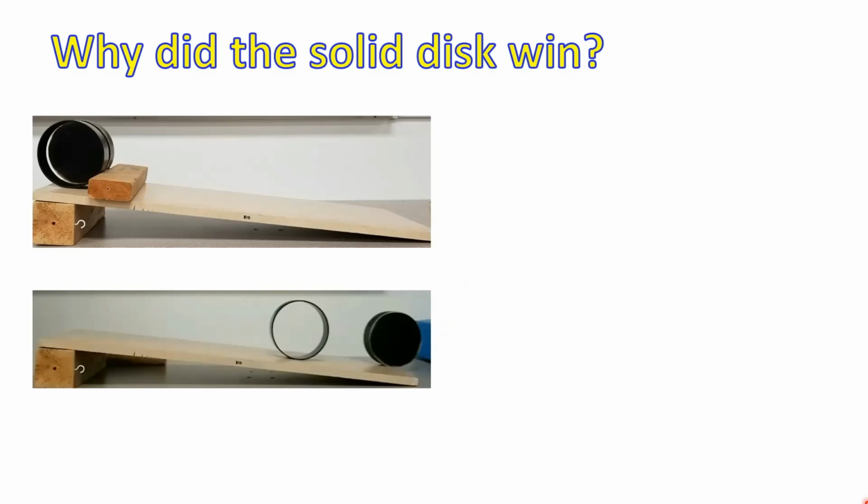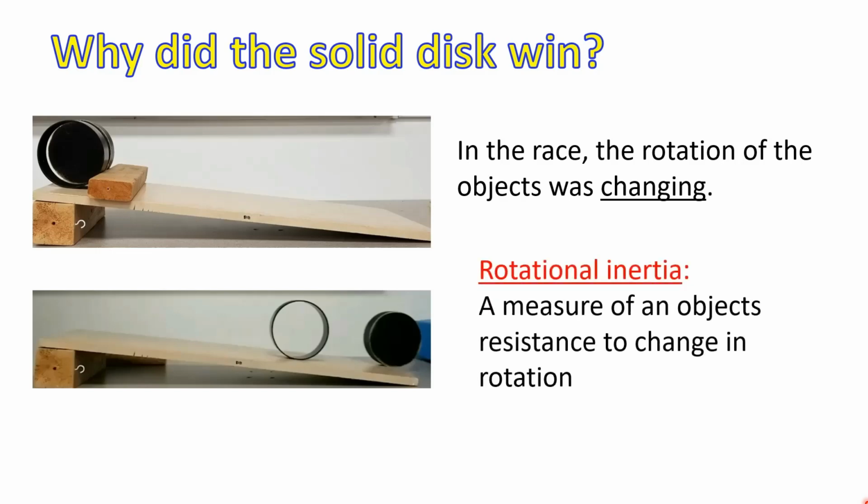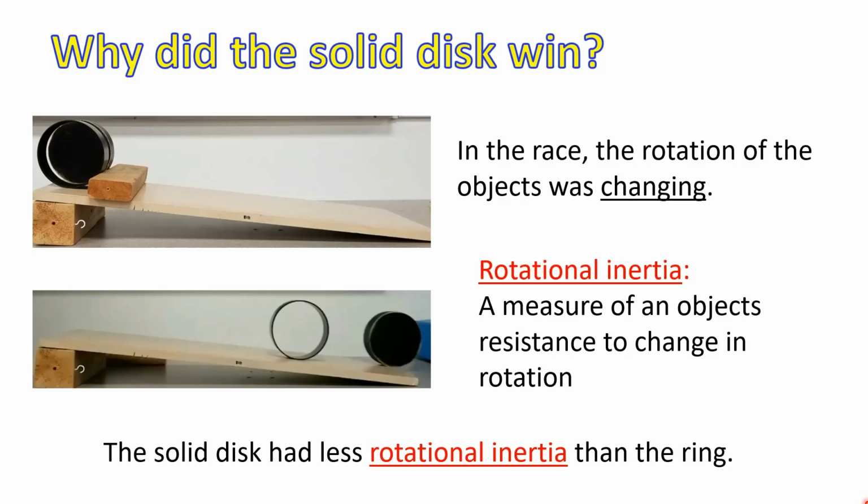So in the case of our race, the rotation of the objects was changing. So that's why rotational inertia was a primary factor in determining which object won. Again, rotational inertia is a measure of an object's resistance to change in rotation. The solid disk had less rotational inertia than the ring, which means there was less resistance to change. So in other words, it was able to spin up faster or accelerate down the hill at a faster rate. So that's why it won.